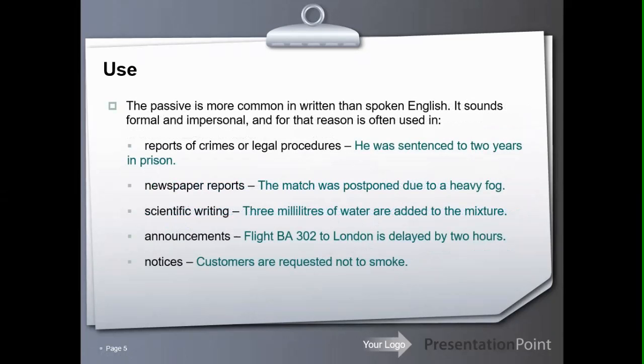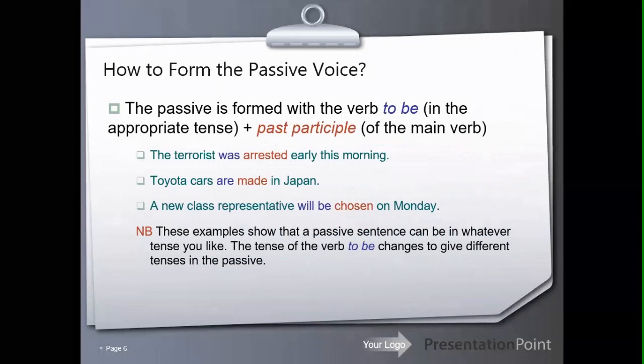Also, very often we can see passive form in reports of crimes or legal procedures, in newspaper reports, in scientific writings, in announcements, and in notices, because it sounds formal and impersonal. So, okay, we have learned why we use the passive voice and in what kind of situations we use it. Now we will look at the structure of the passive sentences.